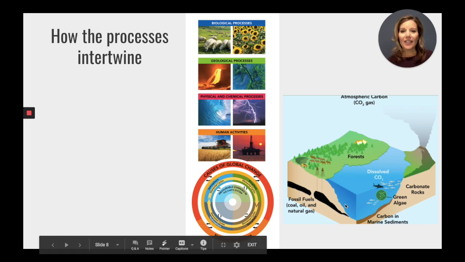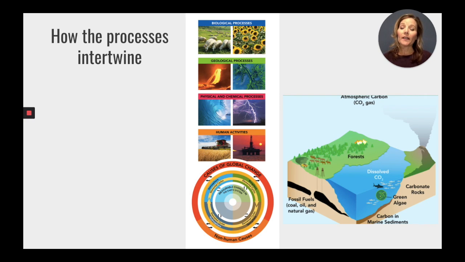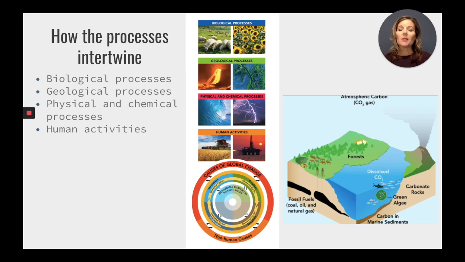Now that you've had a chance to practice your vocabulary on Quizlet, let's look at how the processes intertwine. Specifically, there were 4 processes that you looked at on your Quizlet: biological, geological, physical and chemical, and then also human activities that affect the carbon cycle. We're going to zero in on those specifically at this point in time.